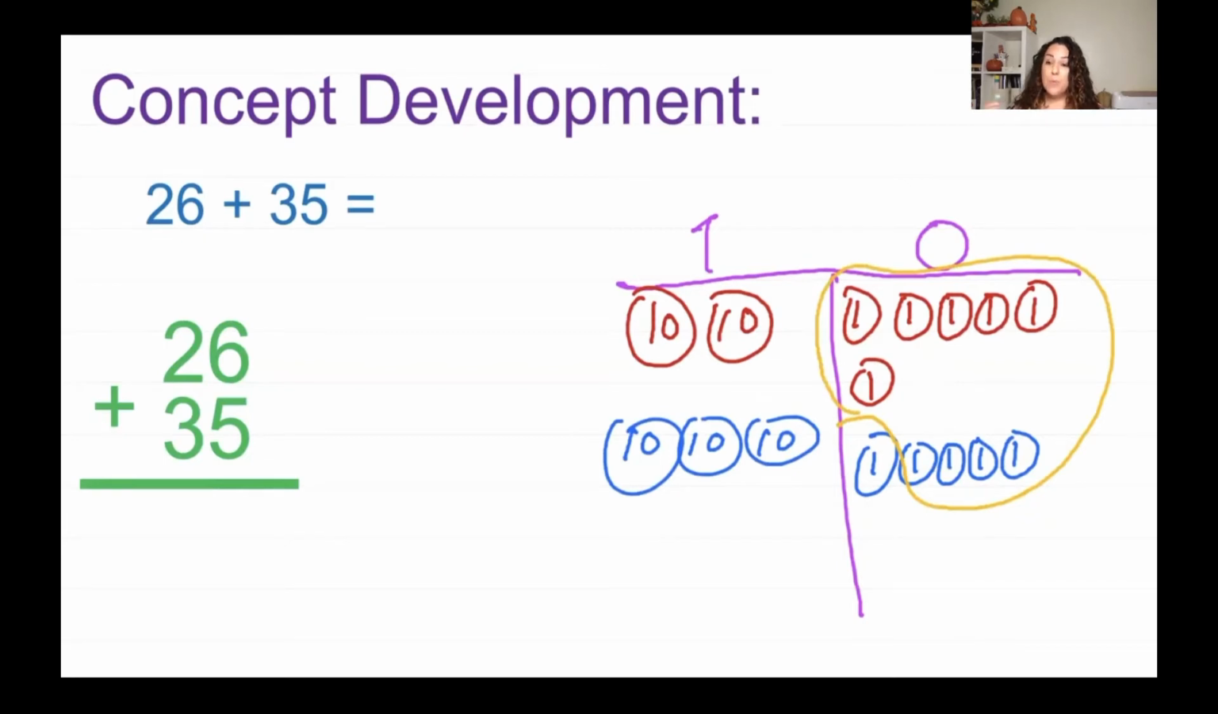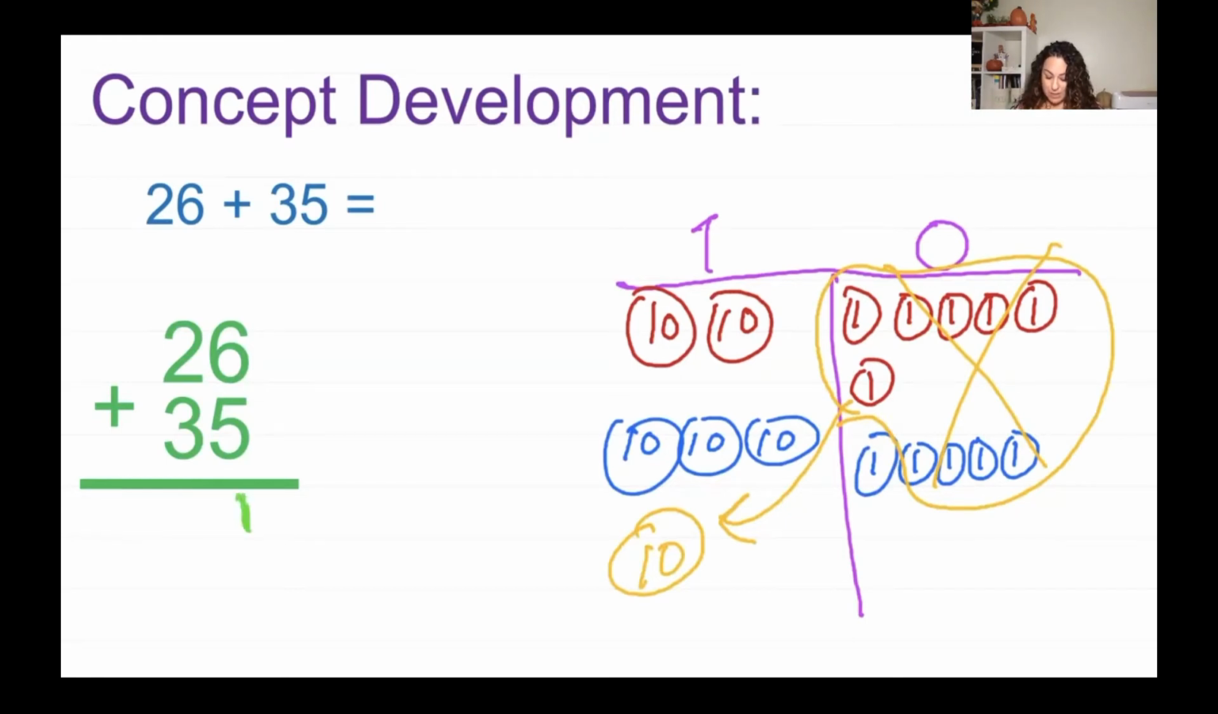Now remember, when I regroup, what do I have to do? I'm trading 10 littles for a big, and I want to see you do that. Go ahead and circle what you're regrouping, and remember we cross it off, and then we make our new 10 right there. So now the thing to remember is that 6 plus 5 equals 11. So 11 is 10 and 1. So I'm going to put my 1 in my ones place right here.